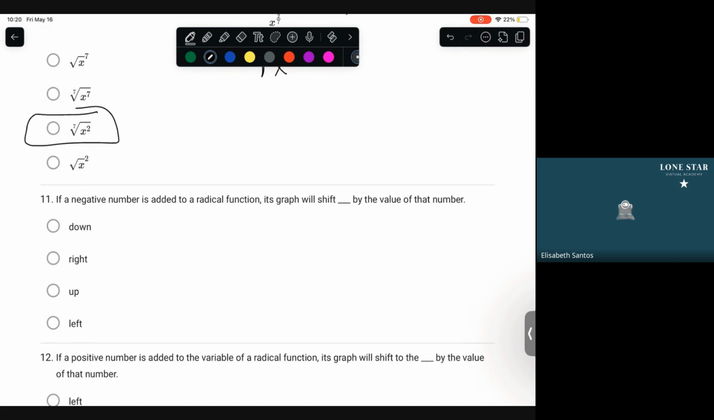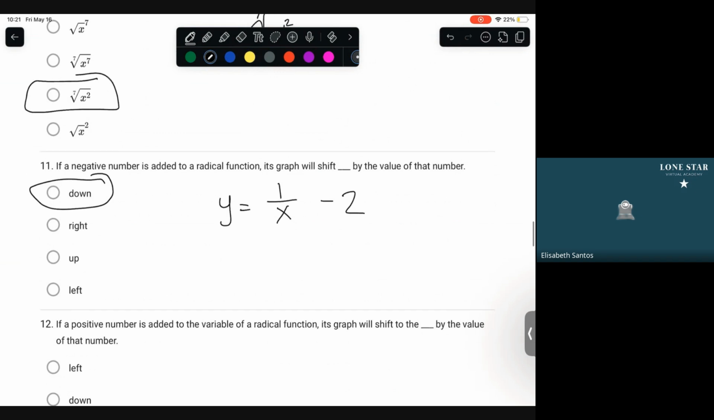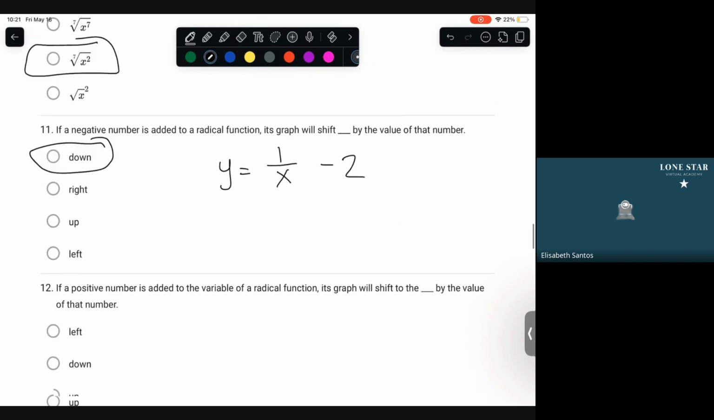Okay, so that is down. And again, what that's saying is 1 over x, and if you subtract by a negative number, which is subtracting like -2, that is a vertical shift, and you're going down 2.